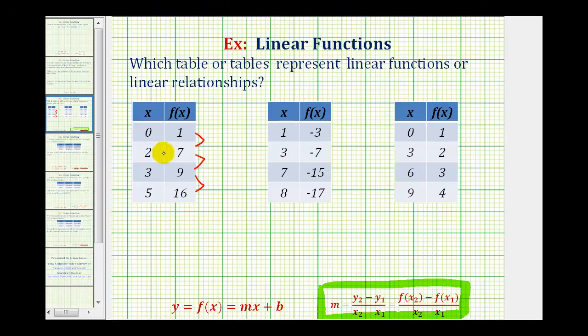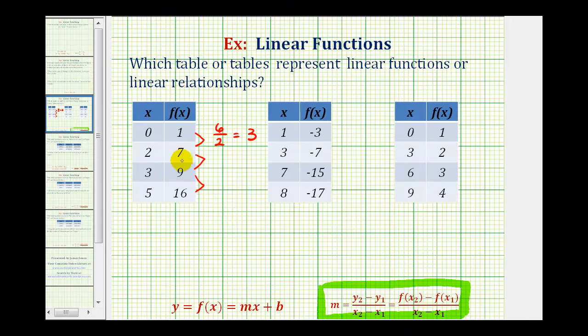So to find this first rate of change, we'll find the difference of the function values. So 7 minus 1 would be 6. And we'll divide this by the change in the x values. 2 minus 0 is 2. So the rate of change is 3, which would also be the slope between these 2 points.